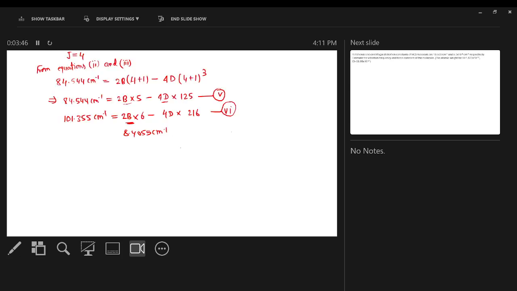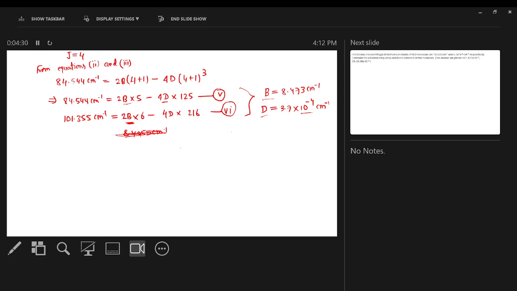So this is kind of two linear equations in two variables. So when solving these two equations, we got B as 8.473 centimeter inverse and D as 3.7 times 10 to the power minus 4. So we can see from this calculation also that D is around 4 orders of magnitude smaller than B. So that's why in the calculation of J, we ignored D.